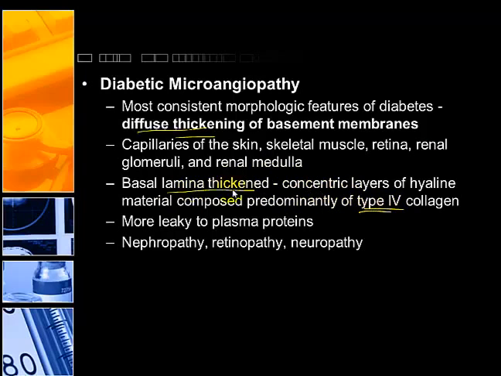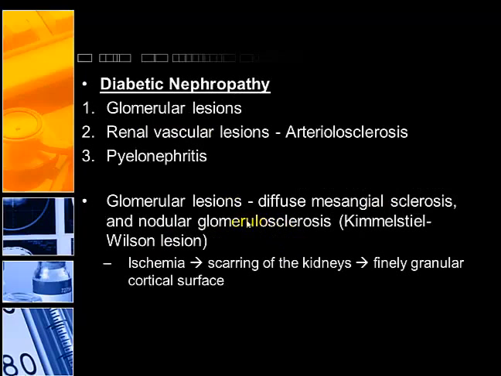Now the basal lamina is thickened, the vessels are thicker, but still they are more leaky to the plasma proteins and this mainly causes nephropathy, retinopathy and neuropathy. Now, what happens in nephropathy? It has glomerular lesions. It means the glomeruli will be affected. There will be renal vascular lesions in the form of arteriolosclerosis and pyelonephritis because of infections and immune related problems of the kidneys. So these glomerular lesions are in the form of diffuse mesangial sclerosis.